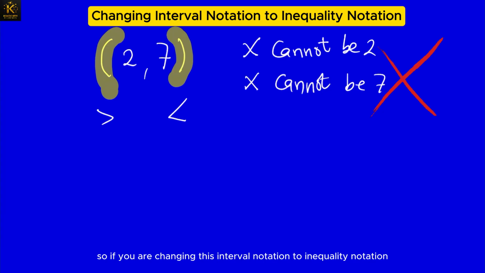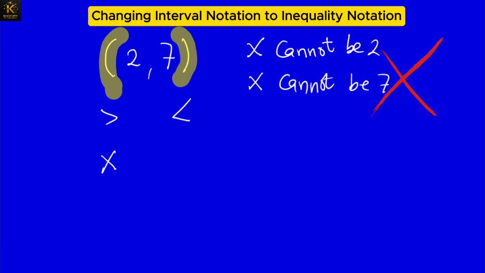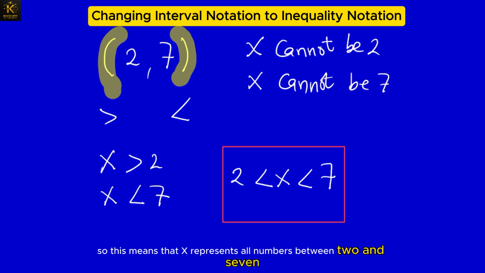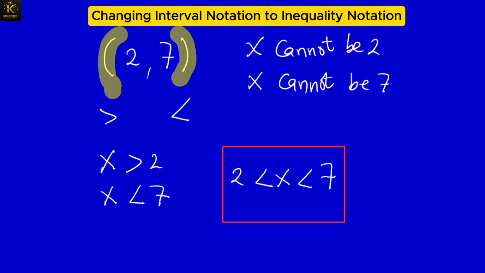So if you are changing this interval notation to inequality notation, it will be x is greater than 2, at the same time x is less than 7. So to put everything together, you have 2 is less than x less than 7. So this means that x represents all numbers between 2 and 7. You have to be careful not to confuse this with the coordinates (2, 7) in graphing.